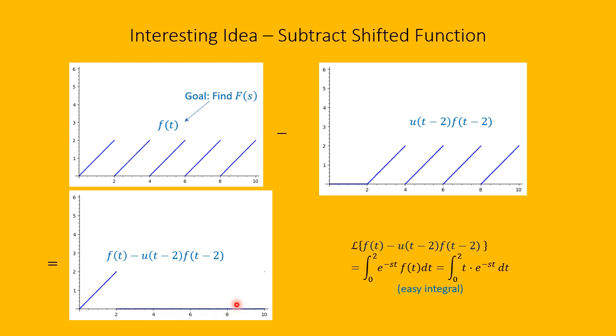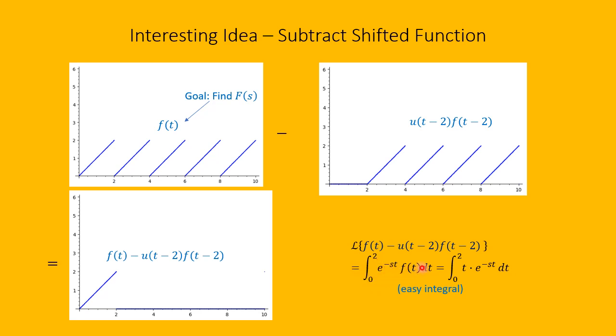Okay? So in that case, if I want to find the Laplace transform of this function using our formula, what would it be? The Laplace transform of this function would be the integral from 0 to infinity of e to the minus st f of t dt. But for t between 2 and infinity, this function is just 0. Integrating 0 gives us 0. So this Laplace transform just simplifies to the integral from 0 to 2 of e to the minus st f of t dt.